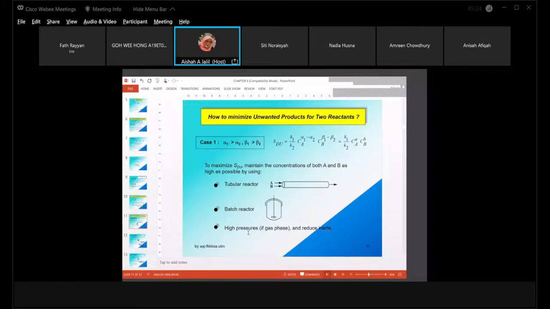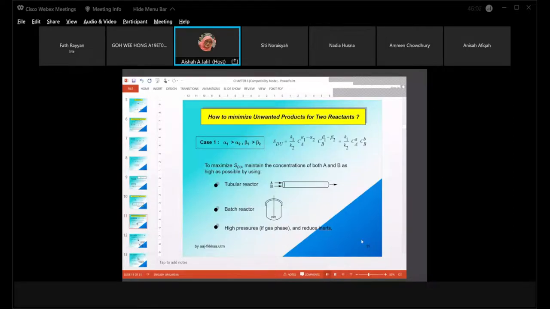And also for gas reaction, because you want C higher, you use high pressure, P equals CRT. And also you reduce the inert. Okay, you can see all is the same. Adjust the concentration, adjust the pressure, adjust the concentration of reactant and also inert, or diluent for the liquid reaction. Then you choose the appropriate reactor.